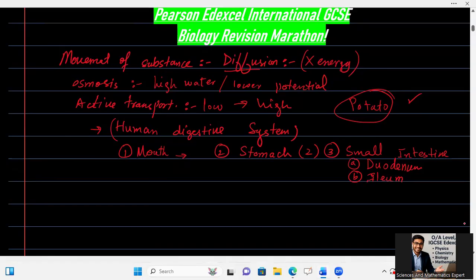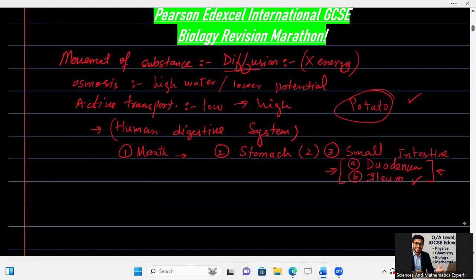While the ileum, the second one, absorbs the digested food into the blood. It is adapted with villi. Villi are thread-like structures which increase the surface area for absorption. Each villus has a thin epithelium, a rich blood supply, and a lacteal to absorb the fats. So remember, I have just given you a little explanation related to the duodenum and ileum.